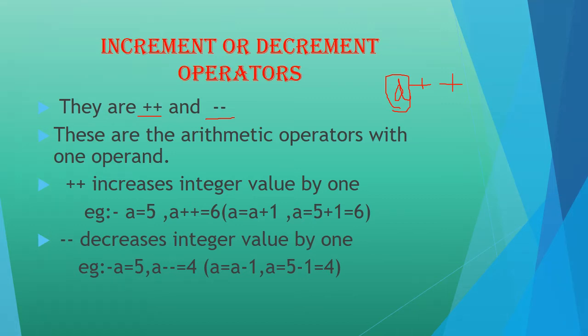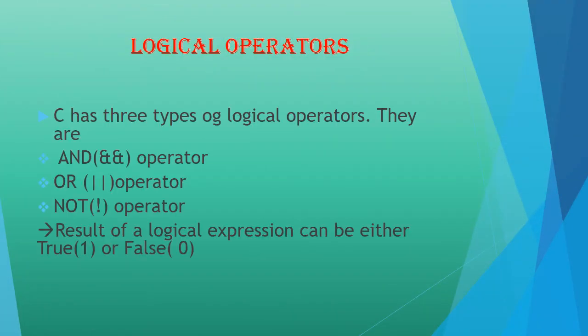Now the next one is the logical operators. So we have three types of logical operators. They are AND operator, OR operator, and NOT operator. So do you know what all these are performing? Yes, AND is performing the star, that is multiplication. OR means actually it is doing the addition. NOT means it is the inverse or the complement of it. Inverse, I'll just write inverse.